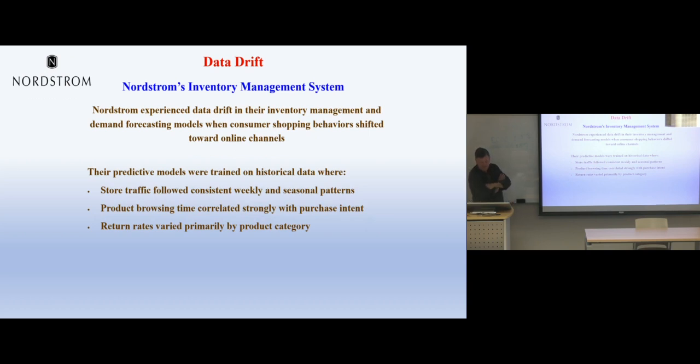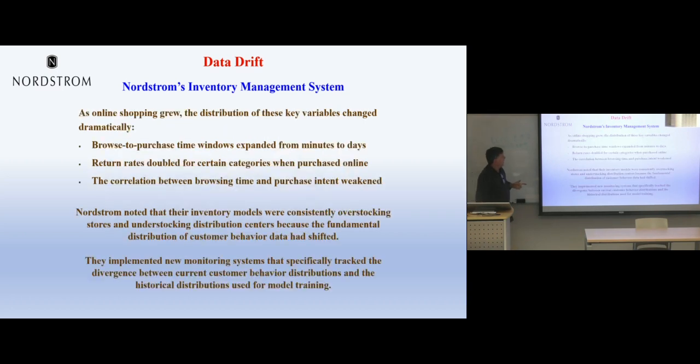Inventory management, that's pretty straightforward, except for consumers that, rather than come to the store, shopped online. Their historical data showed consistent patterns: product browsing correlated really strongly with purchase intent, and return rates varied primarily by product category. So that's historical, and then look what happened. Browse-to-purchase time windows expanded from minutes to days. Why? You're online, you don't care. If you're in a store, you're already there. Return rates doubled. Correlation between browsing time and purchase intent weakened.